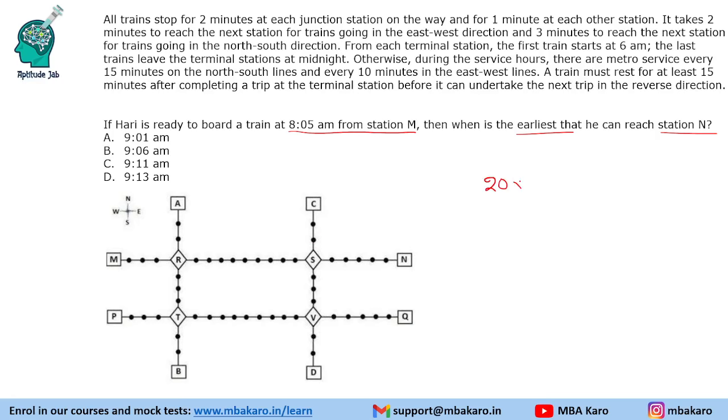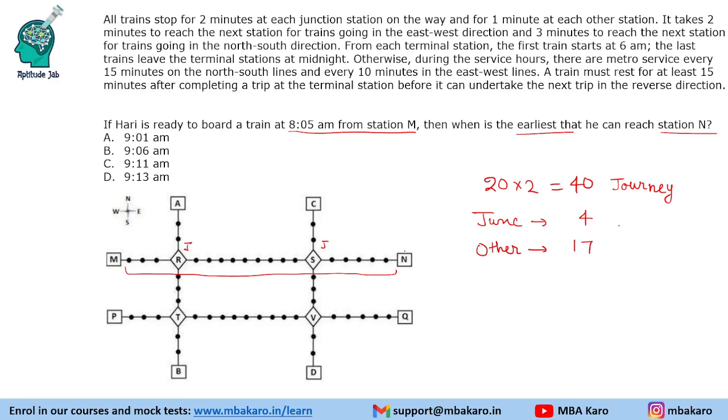So 20 stations into 2 minutes, it will take 40 minutes of journey time. Okay. Now there are intermediate stations. Now out of these 20 stations, this is the last station. There are 19 stations in between and 2 are junction stations. Right. So in these 2 junction stations, he will stop for 4 minutes, and there are 17 other stations, so in other stations, he will stop for 17 minutes. So this is the journey time. This is the stop time. So the total time will be 61 minutes.